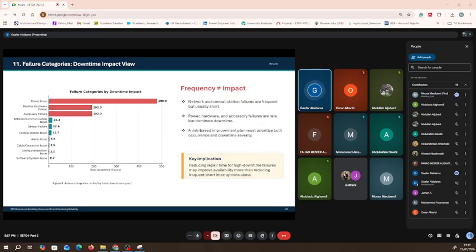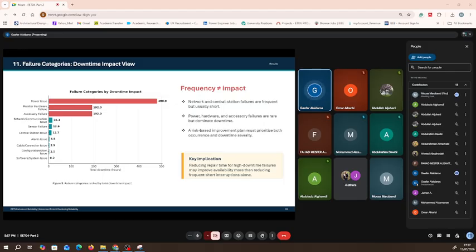This is one of the most important analytical slides in the presentation. It compares the failure categories by total downtime impact rather than by number of records. The key message is that frequency does not equal impact. Network and central station failures were frequent, but they generally had short downtime. In contrast, power-related failure, monitor hardware failure, and accessory failure were less frequent, but produced much larger downtime values.